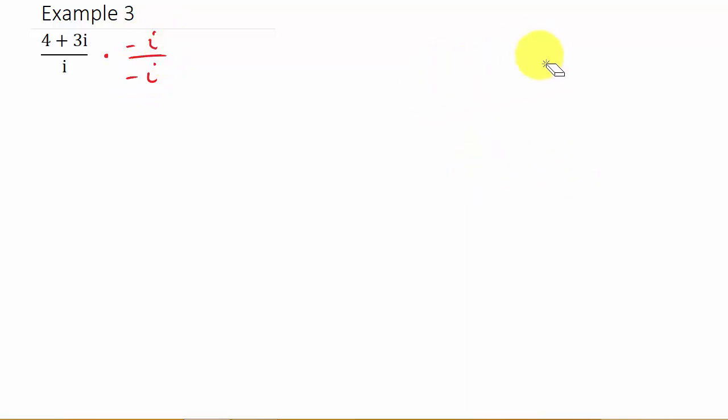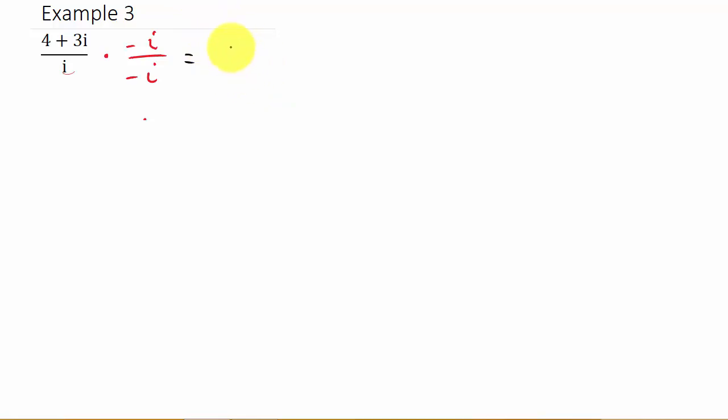Now, let me say this. If you were to work this problem and multiply by i over i without the negative, you'll get the same answer. What's going to happen is you'll end up with a negative in the denominator. Okay? If you multiply by i over i, I mean, it doesn't make a difference, but if you multiply by negative i, you're just going to get a positive 1 down here in the denominator. I think that just kind of makes it a little bit easier.